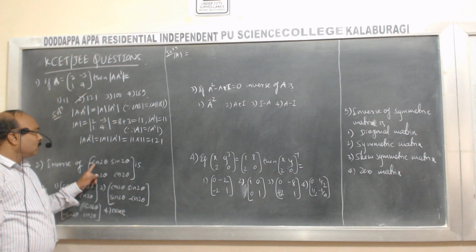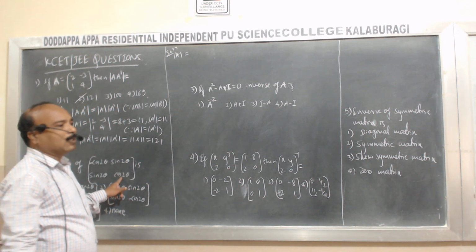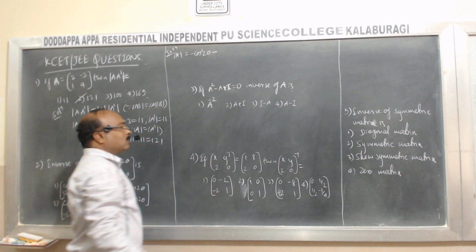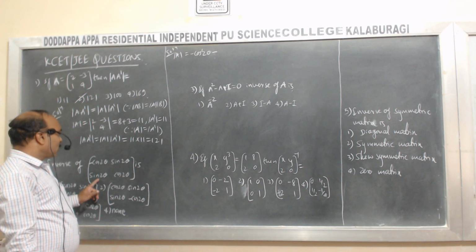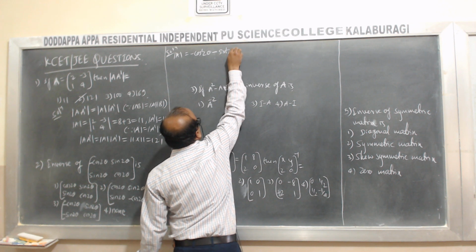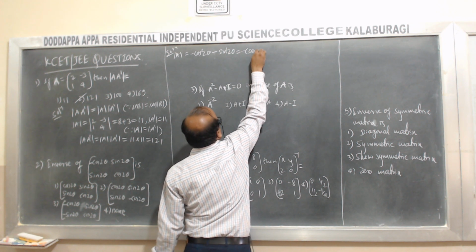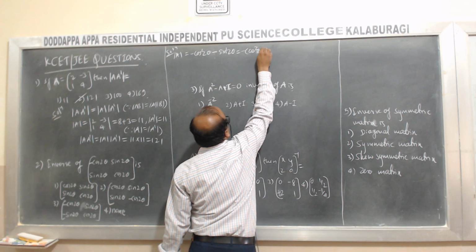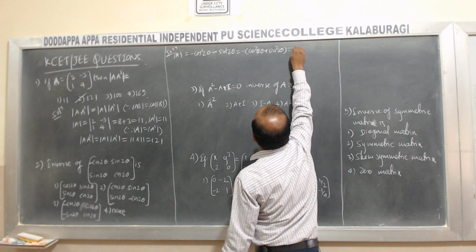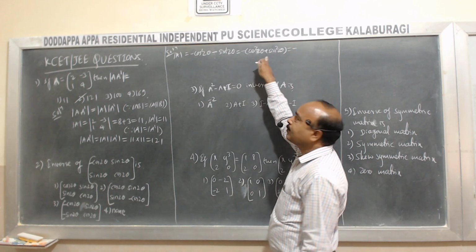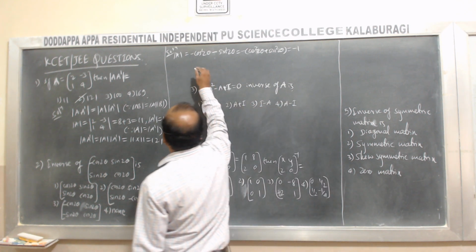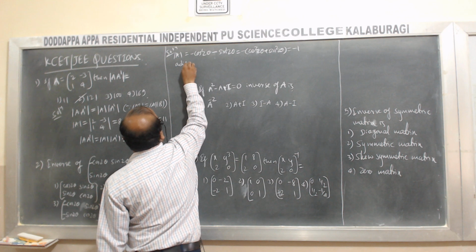minus cos 2θ into cos 2θ is minus cos square 2θ, minus the product of these two, which is sin square 2θ. So it is minus common, cos square 2θ plus sin square 2θ. It is minus of cos square 2θ plus sin square 2θ, which is 1, so the determinant of A value is minus 1. Then we find the adjoint of A.